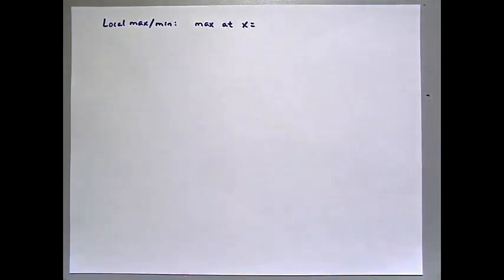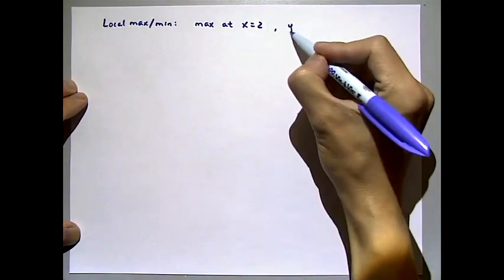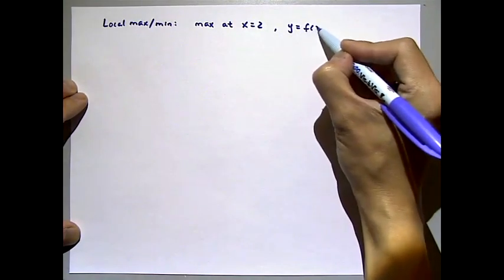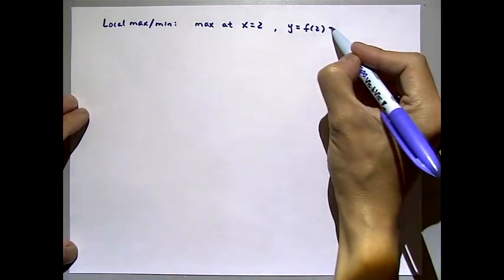Maximum occurs at x equals 2, right? Increasing before you get to 2, decreasing after. So max at 2. Let's find out the y that goes with it, because we want that point. That's one point we know is going to exist on the graph. It's a helpful starting location.